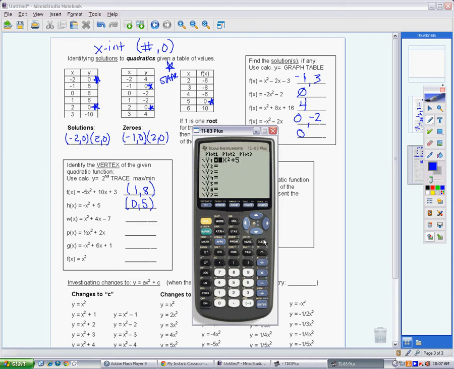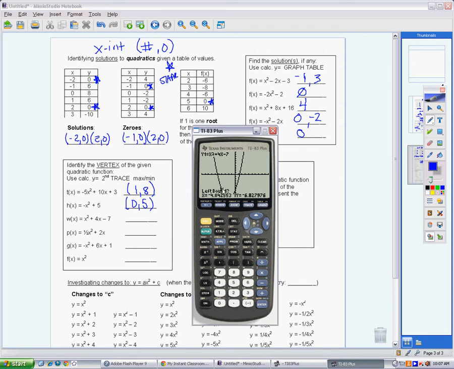Okay, W of x, we have x squared plus 4x minus 7. So again, I want to do second trace. And this time, we're going to have a minimum value. So I'm going to find the most bottom of the point. You can see it's kind of coming off my screen here. So I'm going to arrow over until I get to the left side. And I'm going to wait until I see my cursor again.